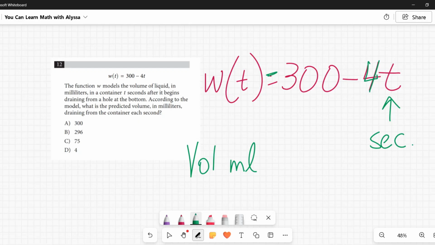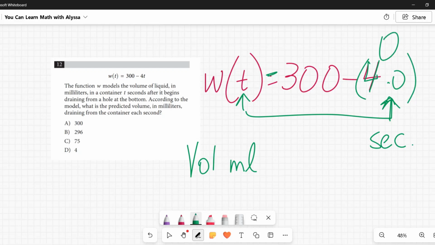Let's think about this. If it's 0 seconds, nothing has happened yet. A hole has not been punctured into this container. What would it be if I plug in 0 for t? W of 0 would equal 300 minus 4 times 0. 4 times 0 is just 0. So 300 minus 0 would just be 300.